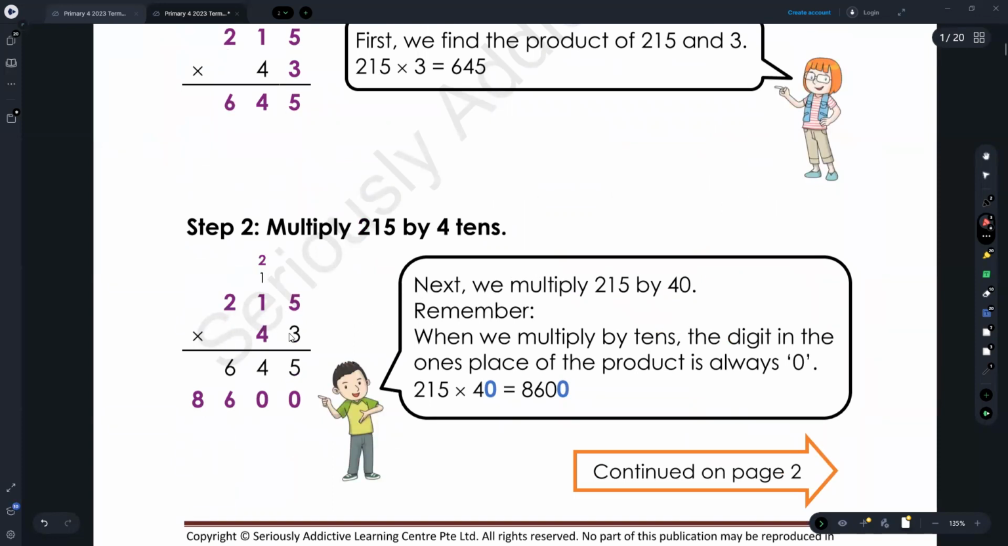215 times 43. You can always go with multiplication by the ones first, right? Then the tens and the hundreds if applicable. So 3 ones times 5 ones equals 15, right? So you write 1 here, and then 5 here, right? 1 ten here. After that will be 1 times 3 equals 3 tens plus 1 ten equals 4 tens. Okay, so please explain it to them this way. And then 2 hundreds times 3 equals 600.